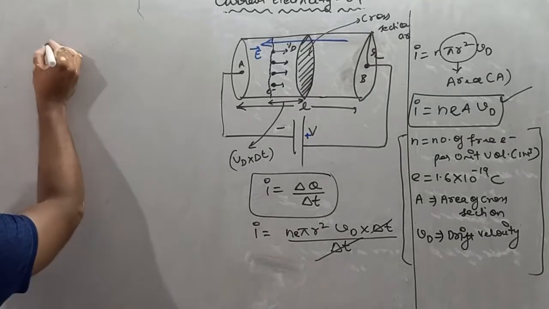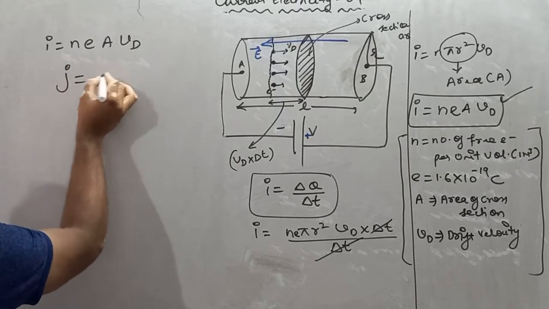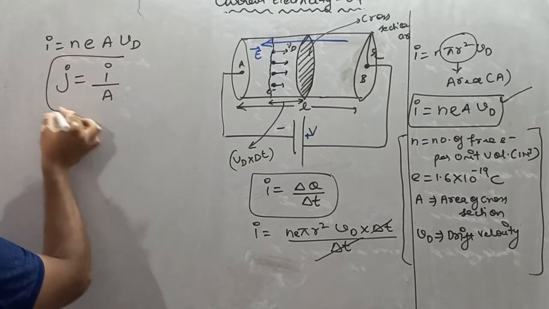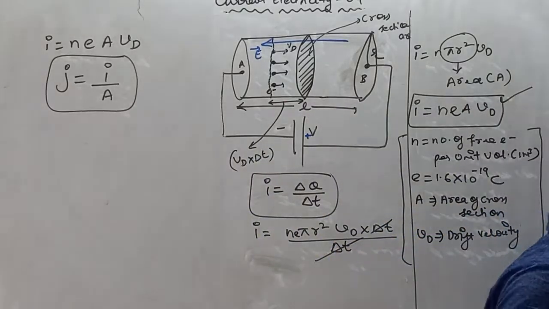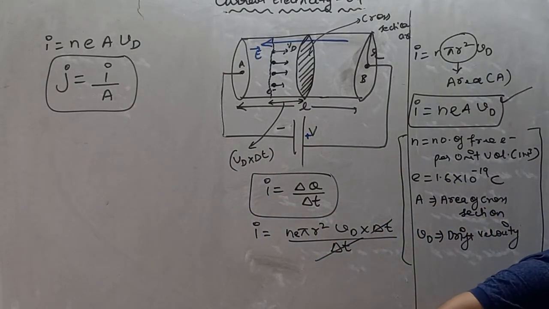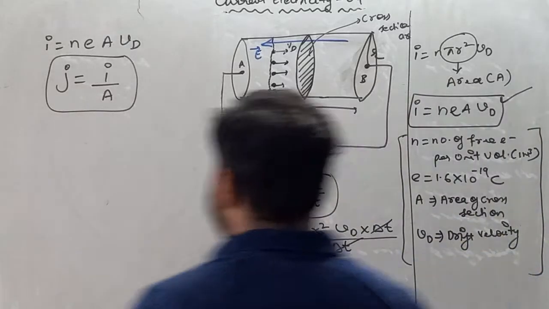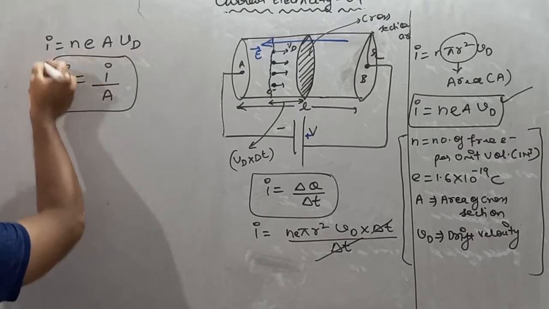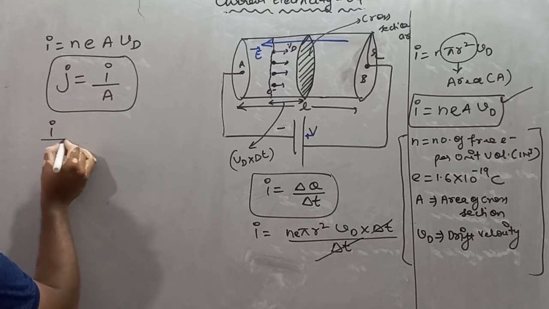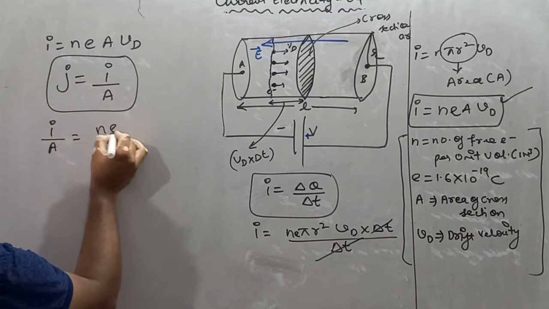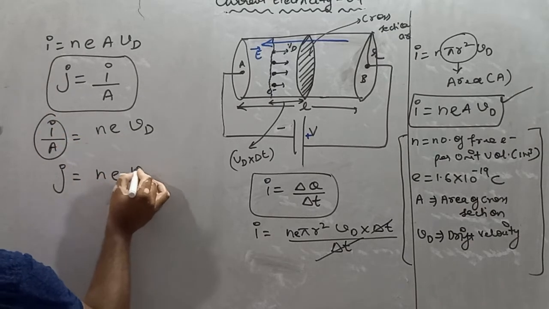Now see, I is equal to NEAVd, and we know that current density is J is equal to I by A, that is, current per unit area is called current density. Current per unit area is called current density. So moving forward, my dear student, A comes to this side, so I by A is equal to NEVd. I by A becomes J, so J is equal to NEVd.